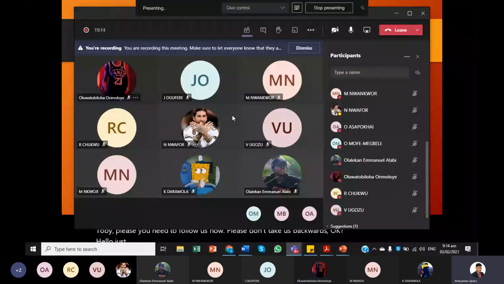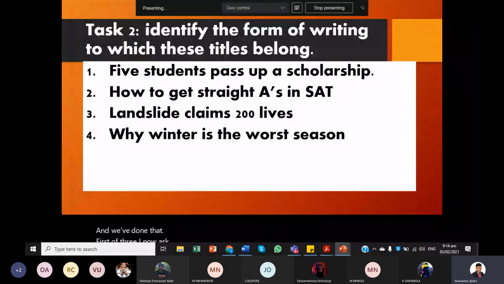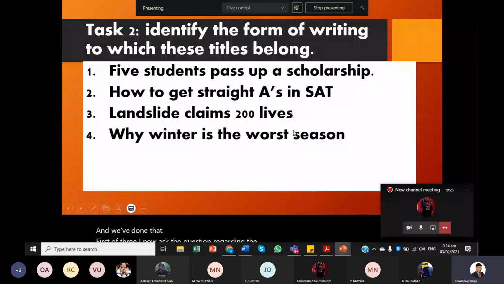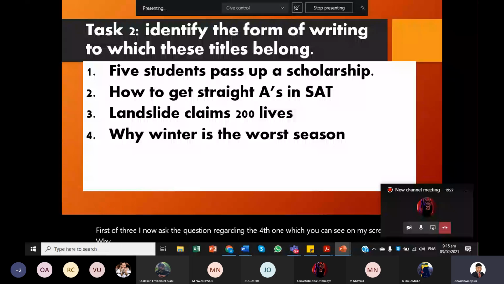We're trying to categorize titles, to place them where they should be. And we've done the first three. I now ask a question regarding the fourth one, which you can see on my screen here. Why winter is the worst season? Is this a news report or is this pointing to a feature article? Can you please answer now?